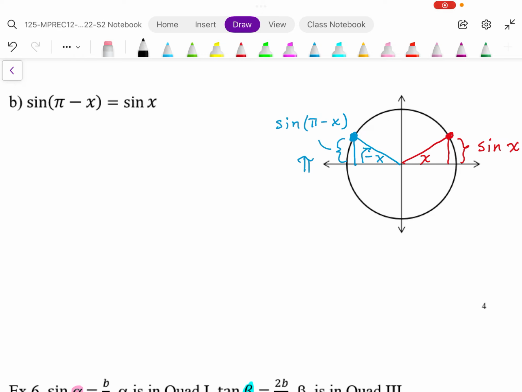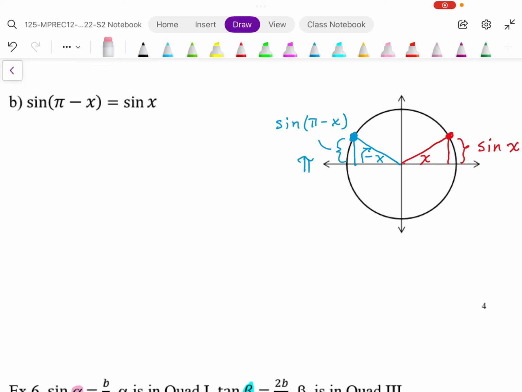We can see that the sine, if we take the angle x, the vertical position of the red angle x is the same as the vertical position of the angle in blue, which is starting at pi minus x gets me to the blue dot. And those two vertical positions are equivalent, which is true. So this is a geometric proof of that identity.